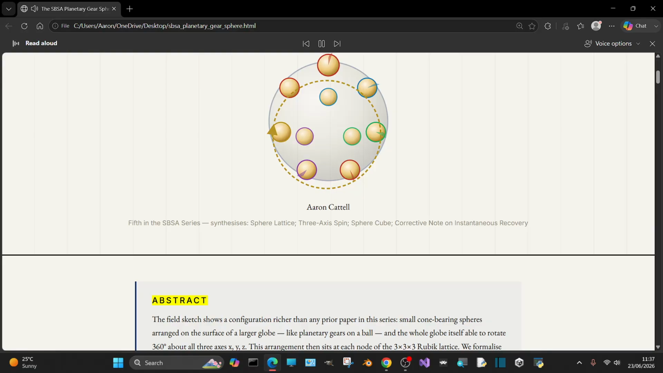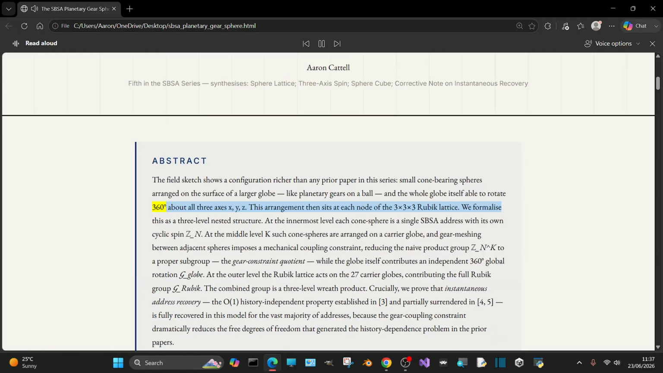Abstract. The field sketch shows a configuration richer than any prior paper in this series. Small cone-bearing spheres arranged on the surface of a larger globe, like planetary gears on a ball, and the whole globe itself able to rotate 360 degrees about all 3 axes X, Y, Z. This arrangement then sits at each node of the 3x3x3 Rubik lattice. We formalize this as a 3-level nested structure.